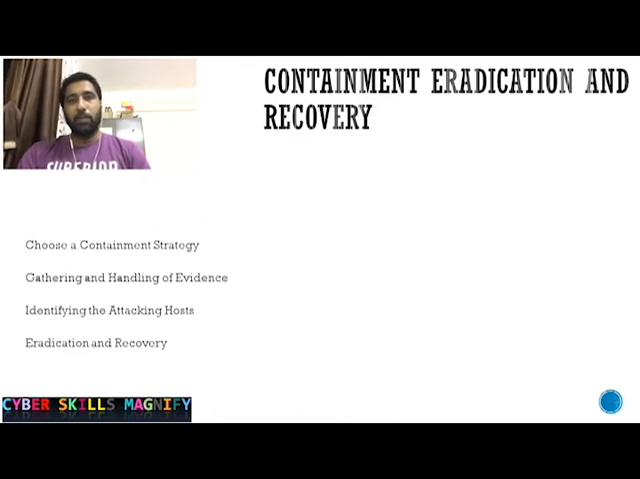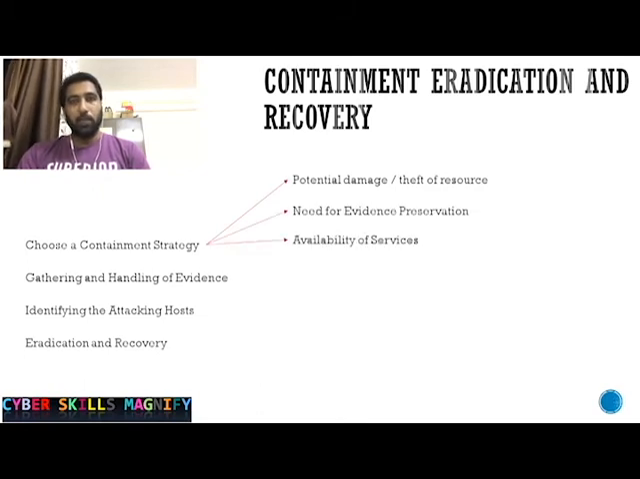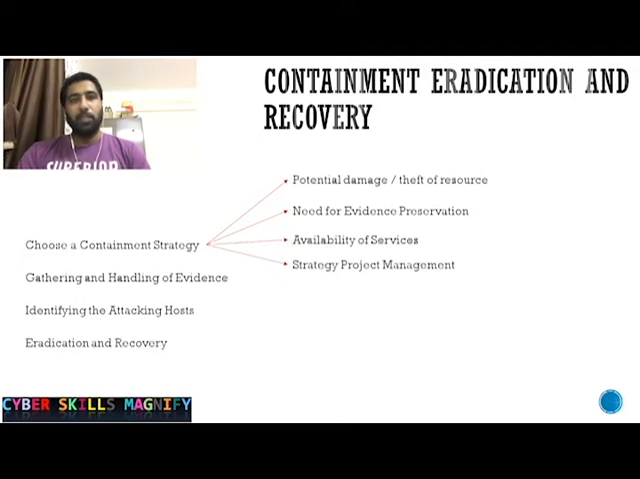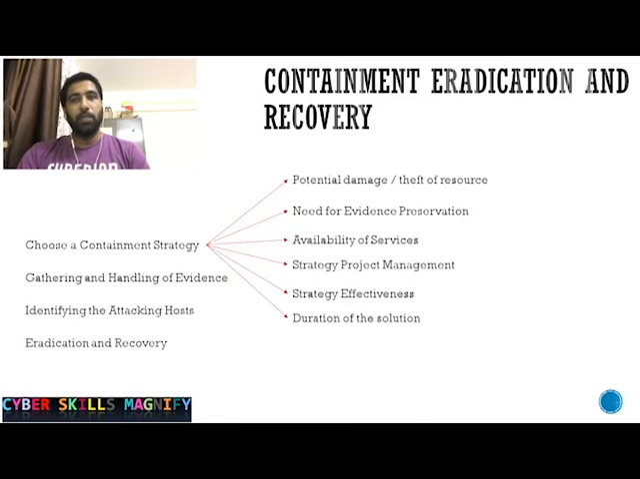Criteria for determining the appropriate strategy include potential damage to and theft of resources, need for evidence preservation, service availability, that is network connectivity and services provided to external parties, time and resources needed to implement the strategy, effectiveness of the strategy, and duration of the solution. That is, an emergency workaround to be removed in 4 hours, a temporary workaround to be removed in 2 weeks, or a permanent solution. Containment strategies vary based on the type of incident.